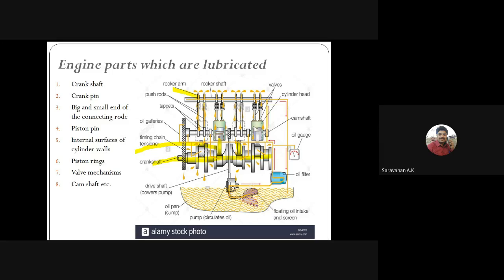So the inlet valve and the outlet valve are operated by the cam operation. We supply some lubricant on the cam. Using the cam we have the rocker arm.